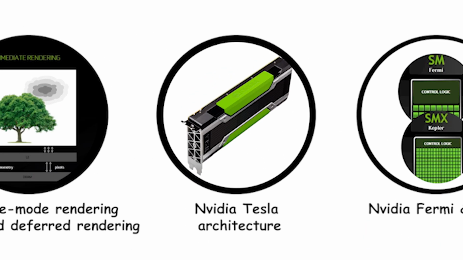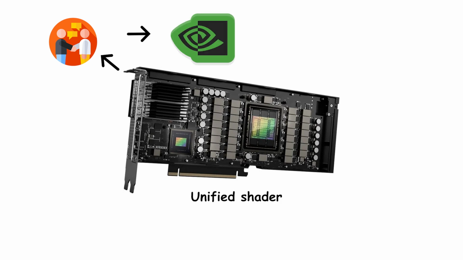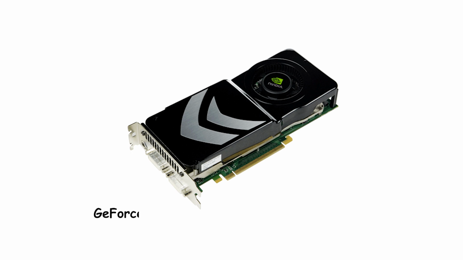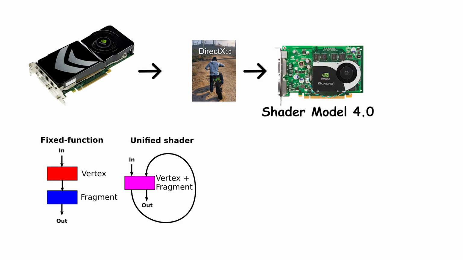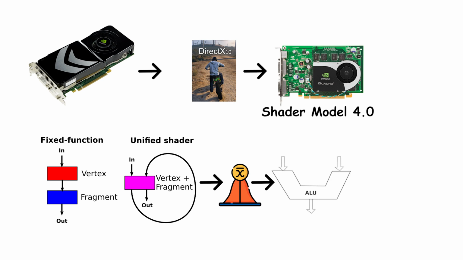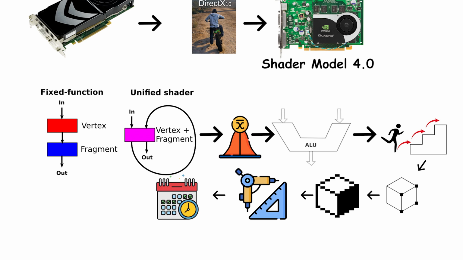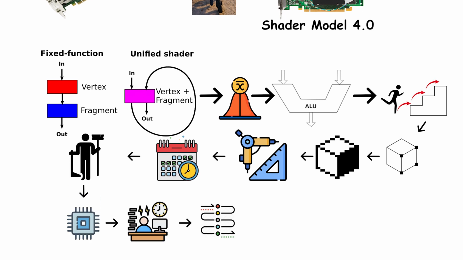NVIDIA Tesla Architecture. NVIDIA's G80 introduced the company's first unified shader design for consumer graphics, launching with the GeForce 8800 series on November 8, 2006, and adding full DirectX 10 and shader model 4.0 support. Unified shaders meant one pool of arithmetic units could run any stage, vertex, pixel, or geometry, so the scheduler could keep the chip busy regardless of workload mix. This was a major step beyond the older split pipelines.